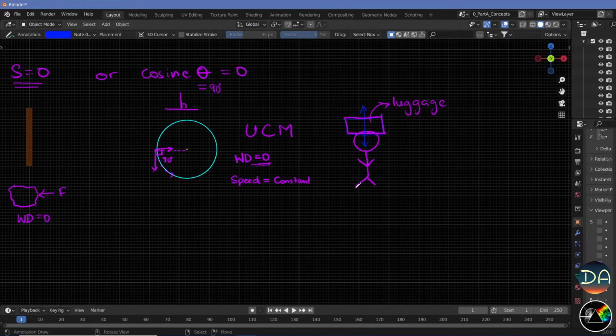However, the coolie then begins to walk in this direction, and so the luggage also moves along with the coolie in this direction. So in this case, the force that he's applying is in the upward direction, but the motion that's occurring in the bag is in the forward direction. So therefore, the angle is 90 degrees and the coolie is doing no work.